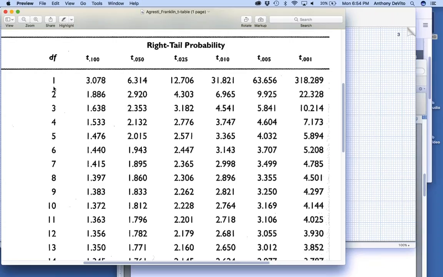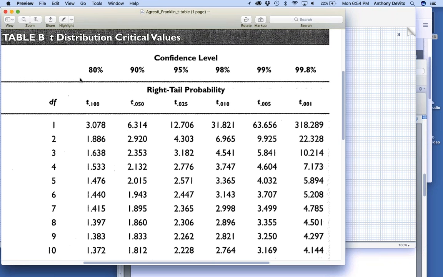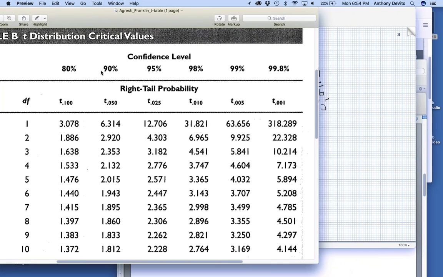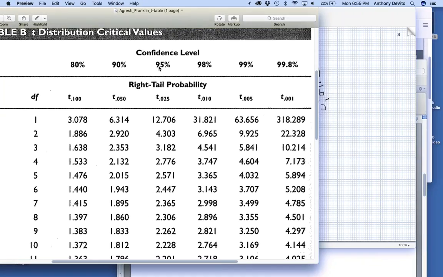Most of the time, we're only interested in 95%, 99%, 90%. So why bother with all those other areas? As long as you know what T is for a certain sample size, for a certain T distribution, for 90% certainty, 95% certainty, 99% certainty, that's plenty for us. In fact, we actually have more: we have 80%, 90%, 95, 98, 99. But most of the time we're going to be interested in 90, 95, or 99, and most of the time, just 95.